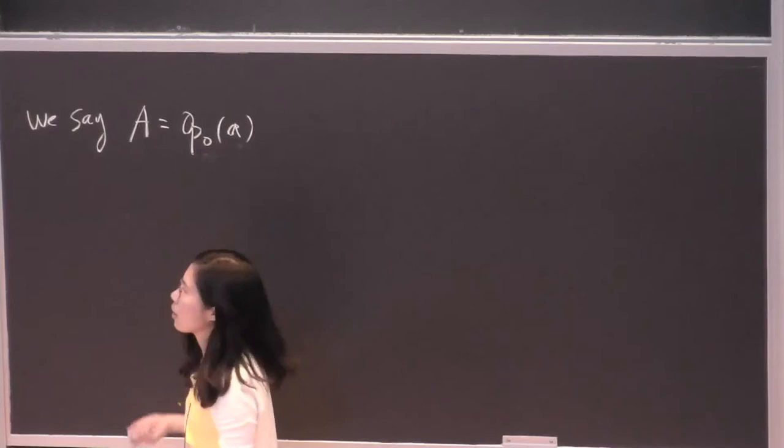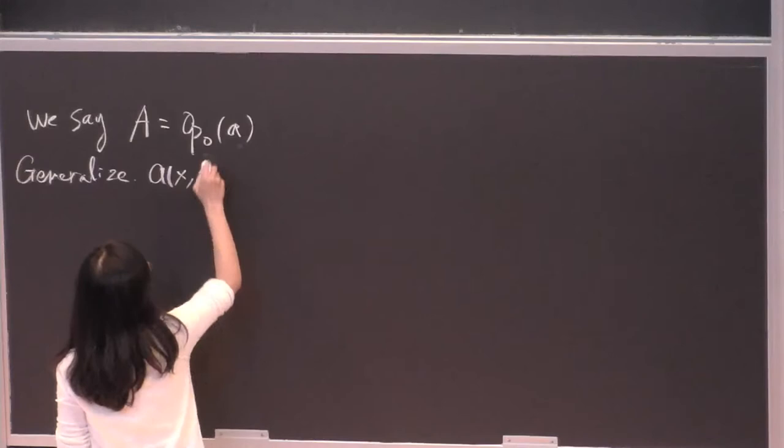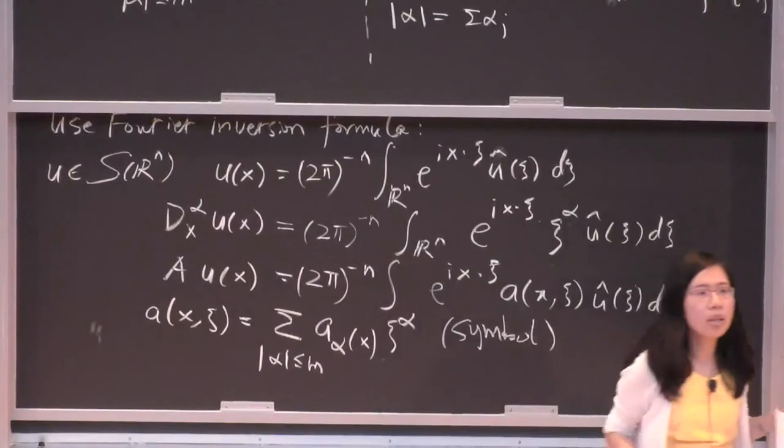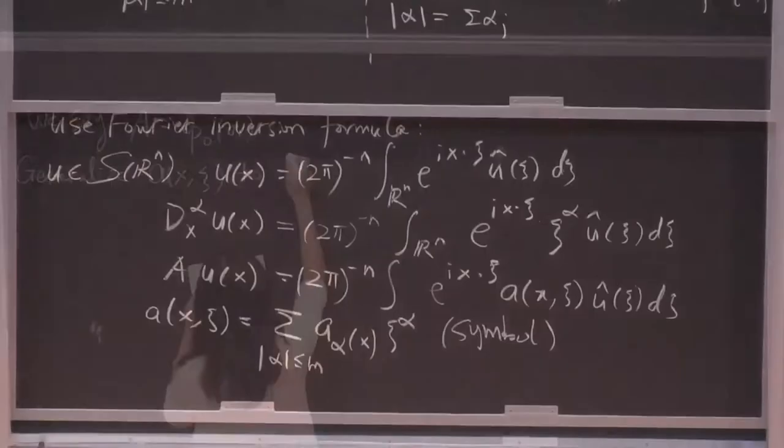It's really just some notation. Now I'm going to generalize it. So I'm going to generalize this a(x, xi) to a more general class of functions. As we can see, if it's a differential operator, then this a(x, xi) is a polynomial. But later you'll see that it's useful to generalize to a more general class of functions where it has polynomial decay or polynomial growth, but it's not just a polynomial. So I'm going to generalize from polynomials to a symbol class.